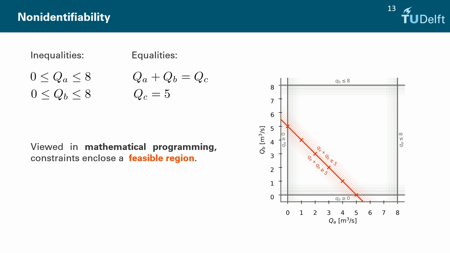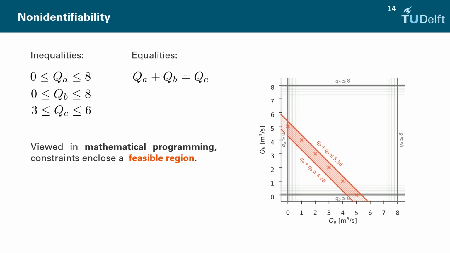Now, this mathematical programming has a really nice advantage in that it's a little bit more flexible than the null space perspective. For instance, the outflow doesn't necessarily have to be a fixed number. It could also be an interval, just like QA and QB. And if we do so, the two inequalities that currently form the diagonal line relax a little bit and form this kind of trapezoidal feasible region.